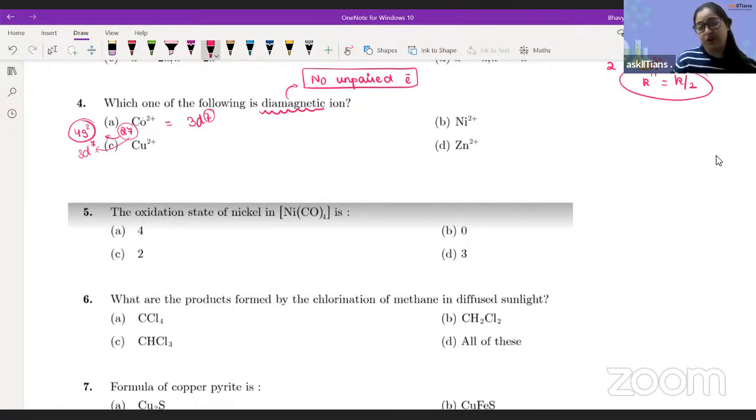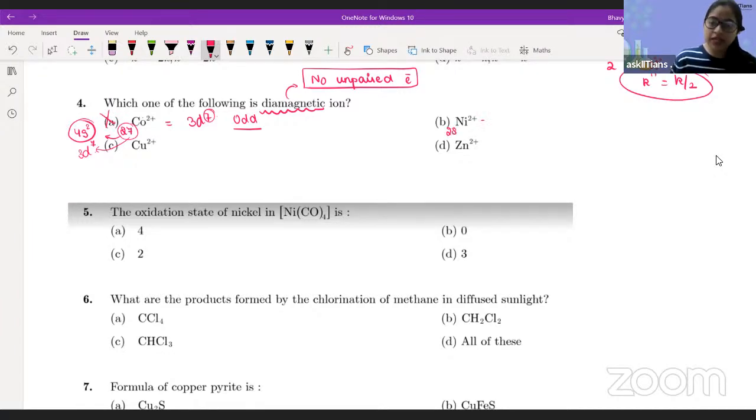Now, d7 has an odd number of electrons, so there has to be a possibility that one of the electrons must be unpaired, isn't it? Because there are a total of 7 electrons. It is an odd number, so all the electrons cannot be paired up. Okay, so this cannot be the answer.